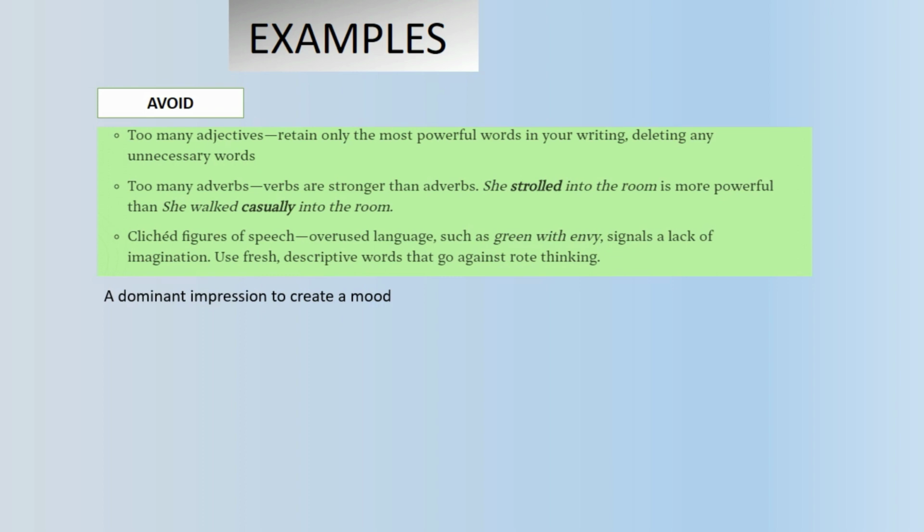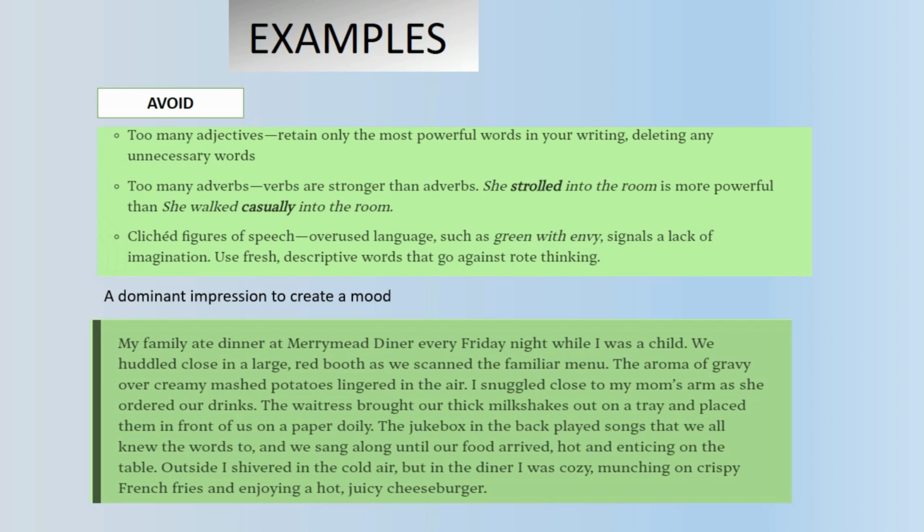The next point, a dominant impression to create a mood. Take a look at this example. My family ate dinner at Merry Maid Diner every Friday night while I was a child. We huddled close in a large red booth as we scanned the familiar menu. The aroma of gravy over creamy mashed potatoes lingered in the air. I snuggled close to my mom's arm as she ordered our drinks.